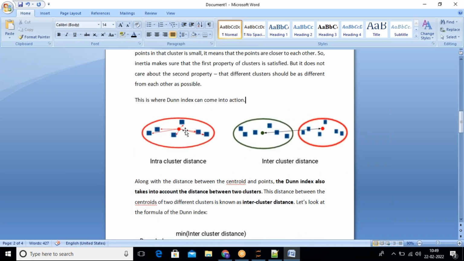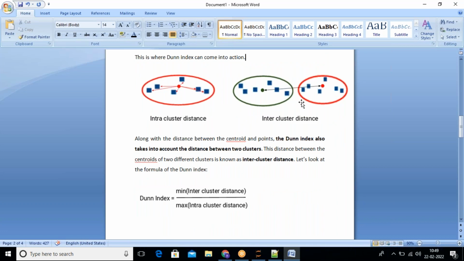ठीक है? So देखिए ये इंट्रा क्लस्टर डिस्टेंस है और ये डिस्टेंस बिटवीन टू डिफरेंट क्लस्टर सेंट्रॉइड्स इज कॉल्ड इंटर क्लस्टर डिस्टेंस. Inter cluster distance. Along with the distance between the centroid and point, the Dunn index also takes into account the distance between two cluster centroids. This distance between the centroid of two different clusters is known as inter-cluster distance. Let's look at the formula of the Dunn index.